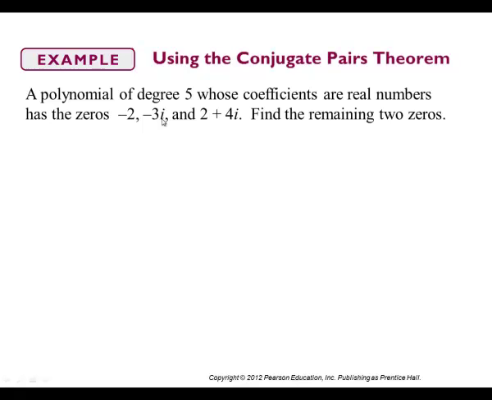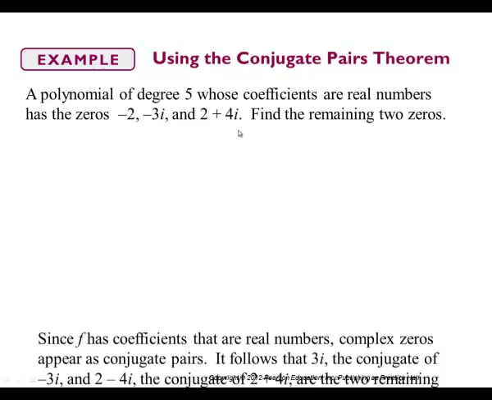So here, the conjugate of negative 3i would be positive 3i. There's no real number, so you could say the real number would be 0 minus 3i, but we just drop the 0 and we just say minus 3i. Here, 2 plus 4i, so the complex conjugate for that would be 2 minus 4i.